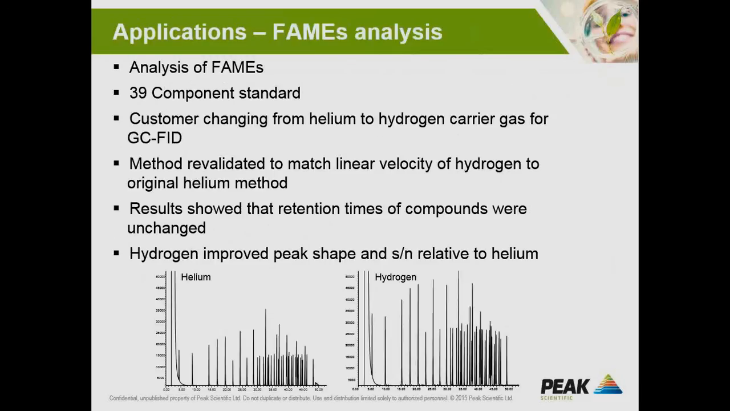Now I'm just going to look at a couple of application examples. First of all, phase analysis. Now this is looking at the change from helium to hydrogen for GCFID analysis. And in this case, the end goal was to match the linear velocity of the gas so that the customer was getting like-for-like results when using hydrogen compared with helium. This meant that there was no need to worry about peaks changing position or any change in retention time. It was more or less a case of carrying on with the same analysis, just using a different carrier gas.